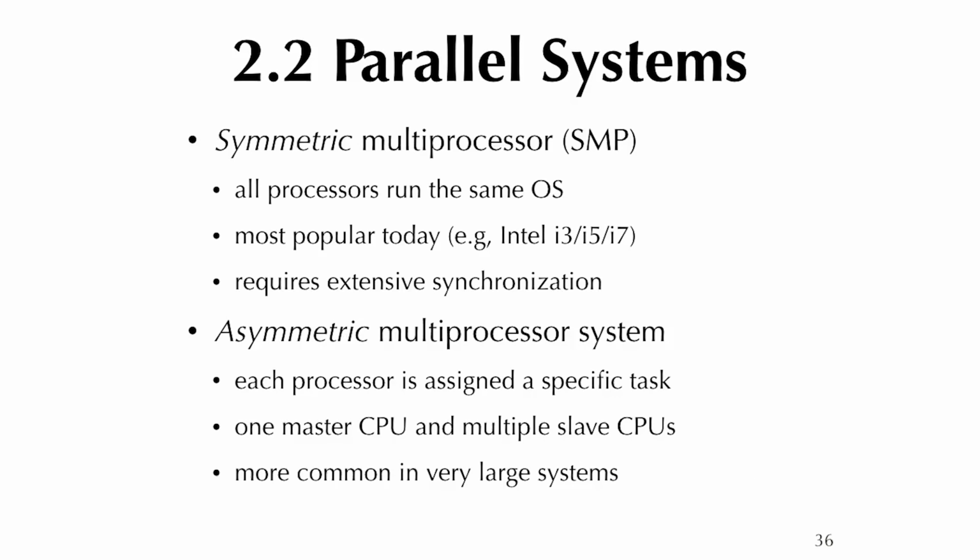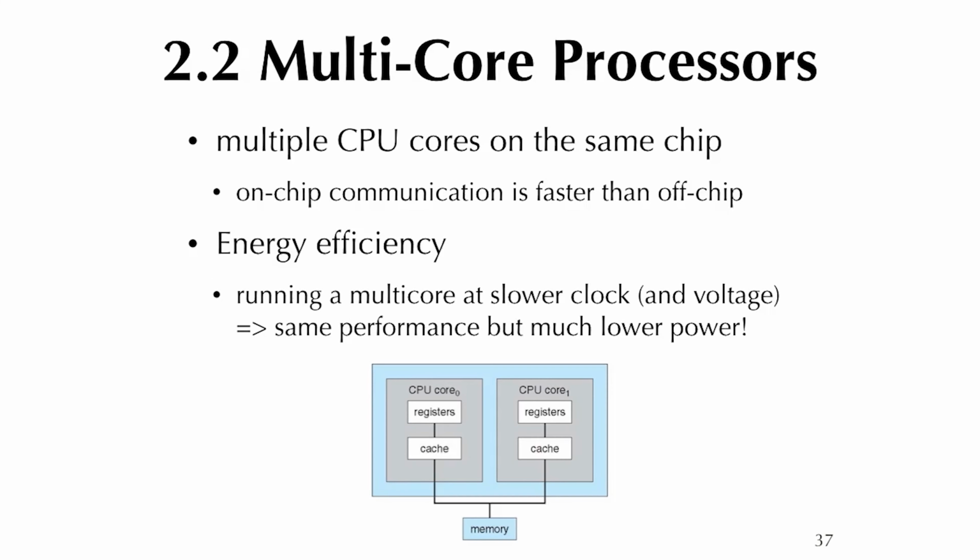And even parallel systems are divided into what's called SMP, symmetric multiprocessors, versus asymmetric multiprocessors. So symmetric ones, as you can imagine, all run the same OS, and that's still most popular, like a lot of the Intel ones, the i3, i5, i7. These are symmetric. Asymmetric means you have different kinds that play different roles. One would be master, the other would be slave, and master tells slave what to do. And this is more common in these very large systems.